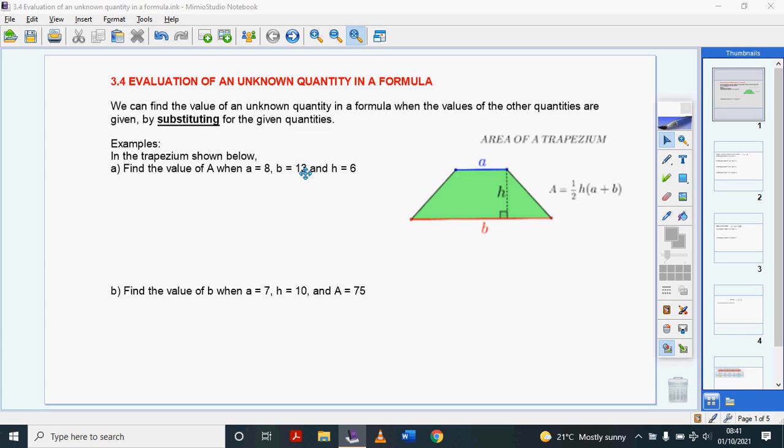So today we'll talk about evaluation of an unknown quantity in a formula. And maybe before we go there, I hope you remember what we talked about yesterday. Yesterday we talked about adding and subtracting algebraic fractions, and you guys did very well. If you need more practice, please do more questions from those Transam links. So today we'll continue on in the fourth lesson in this unit.